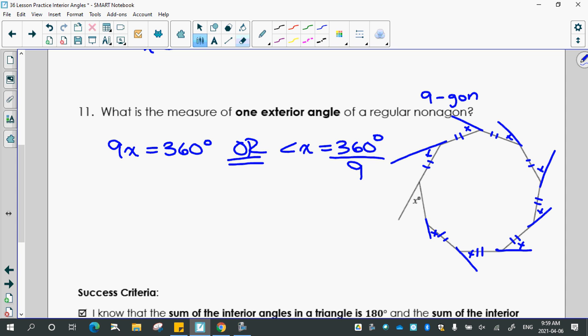So all of the exterior angles add up to 360. They're all the same because it's regular. So I take 360 and divide by 9, or add them up, I get 9x's total 360. Either way, you're going to get angle x to be 40 degrees.